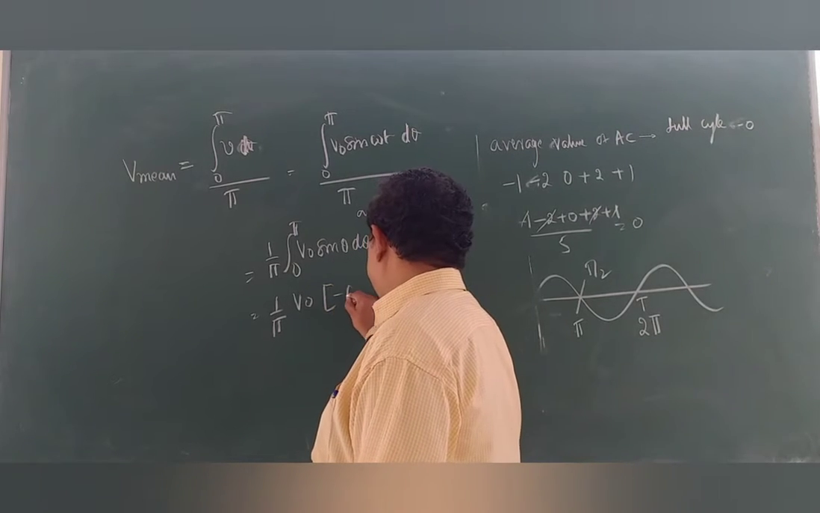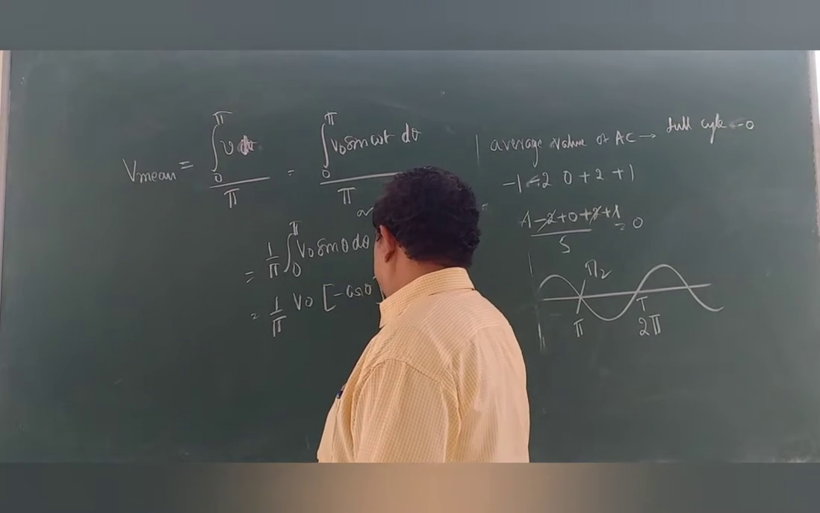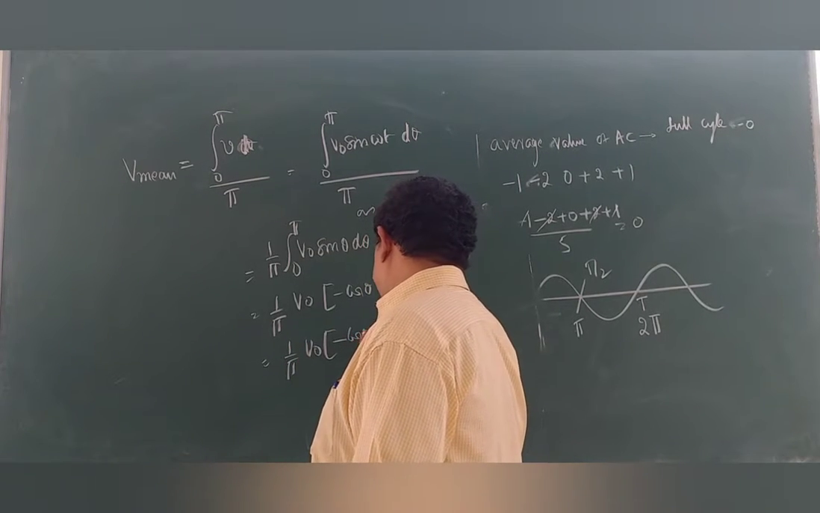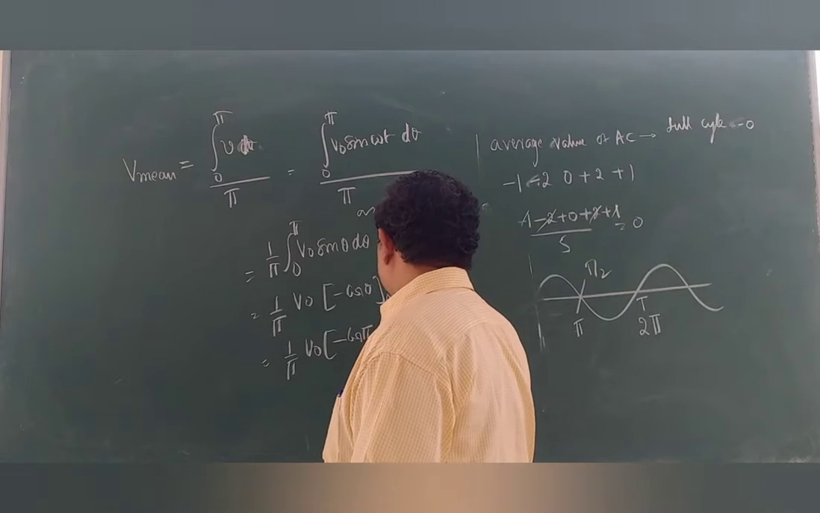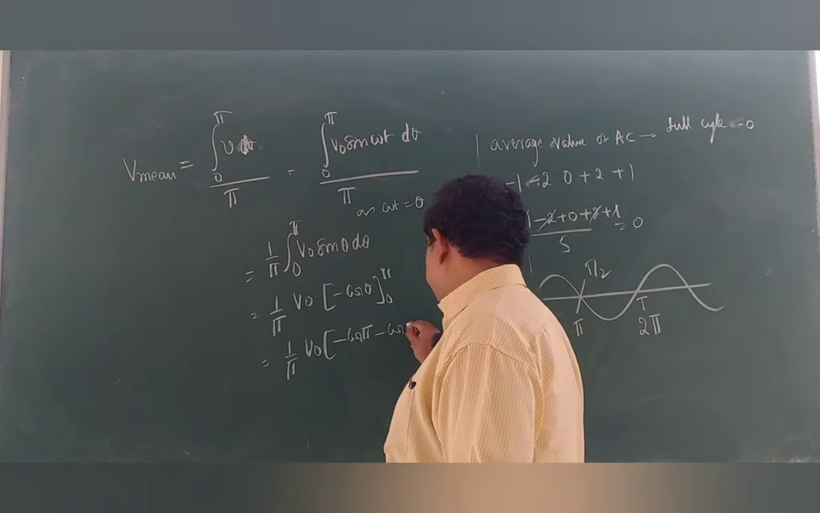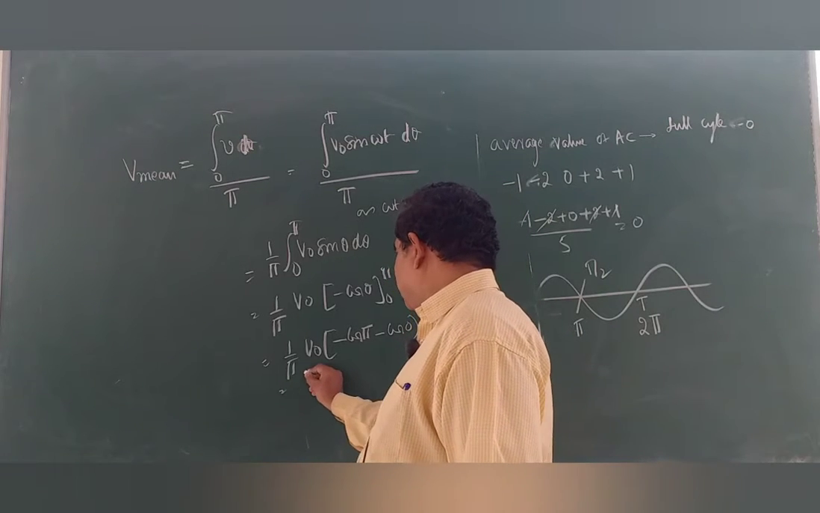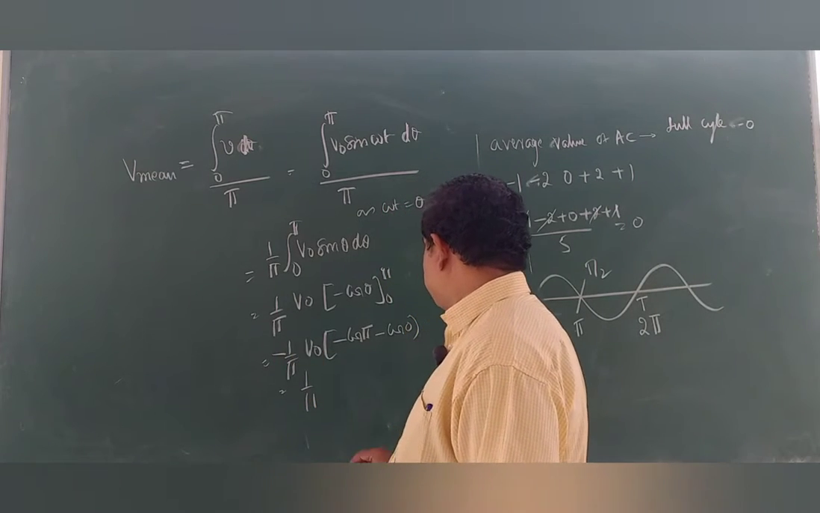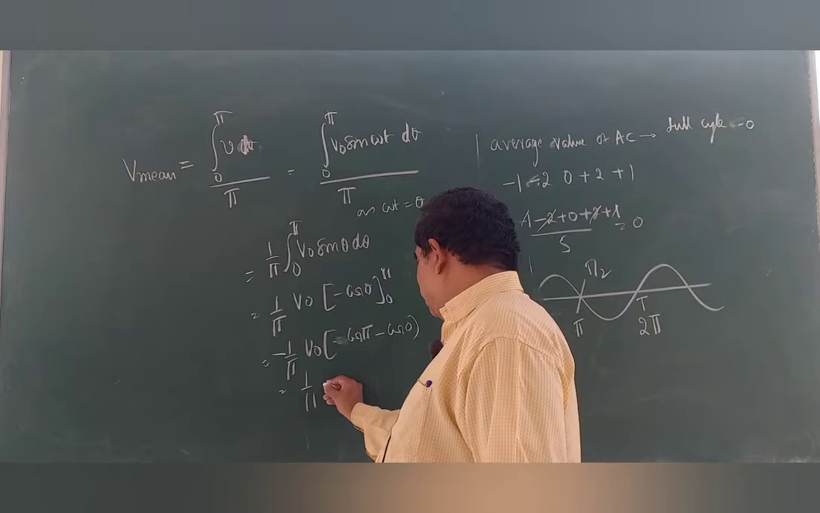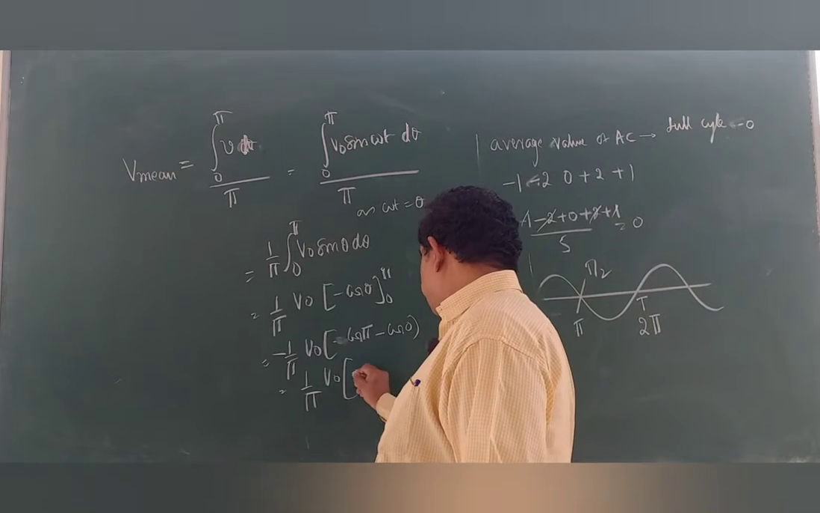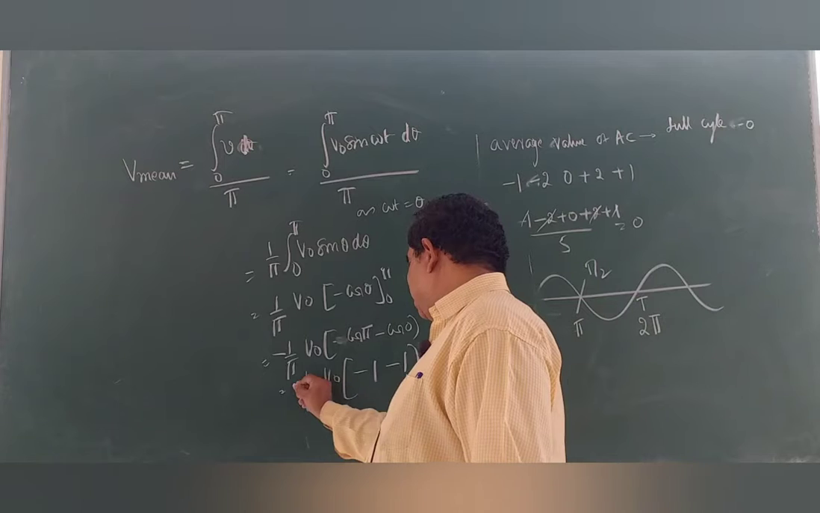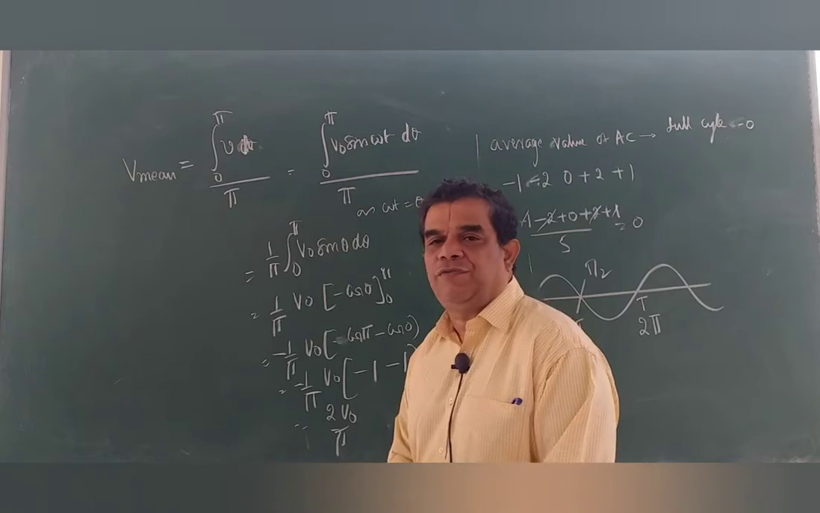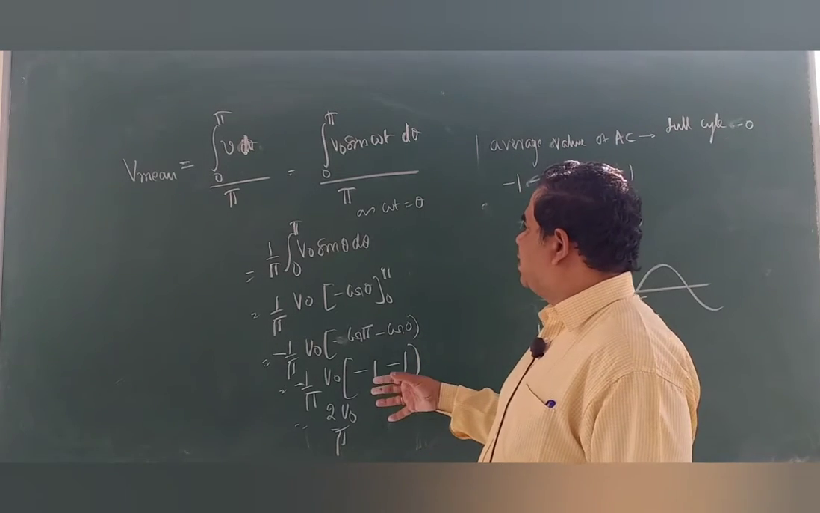Integral of sin theta is minus cos theta, from 0 to pi. So 1 by pi, V naught times minus cos pi minus cos 0, which amounts to 1 by pi, with the minus sign taken out. Cos pi is minus 1 there, so we get 2 V naught by pi. This is the expression for the mean value of AC over half of the cycle.